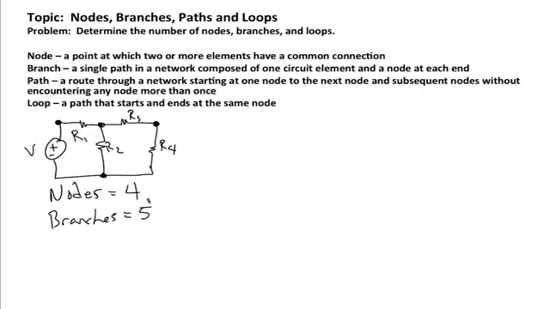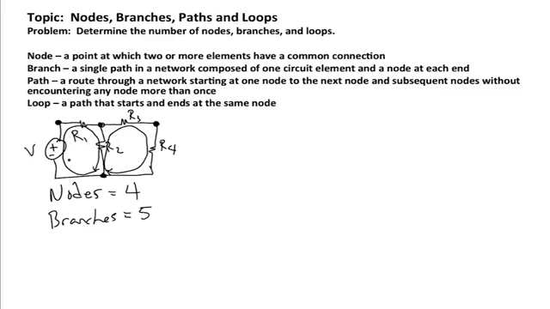The next thing we want to determine is the number of loops. A loop is a path that starts and ends at the same node. So we can start at the bottom node and go around various paths to determine how many loops we have. We know we have a loop around the left-hand side of the circuit. It goes around and comes back to the beginning. We also have a loop on the right-hand side of the circuit that starts at the bottom, goes up, around, and comes back to the bottom of the circuit.